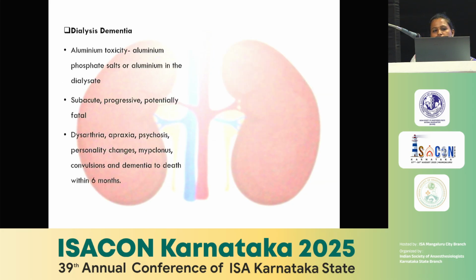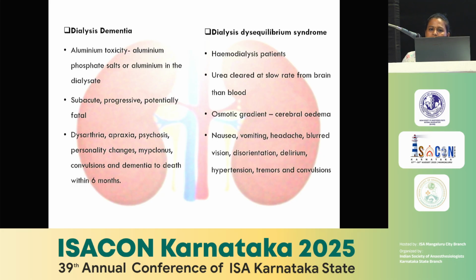Patients on dialysis, two things have to be kept in mind. One is aluminum toxicity, which is subacute, progressive, and potentially fatal because of aluminum in the dialysate. And dialysis disequilibrium syndrome, where urea is cleared at a slower rate from brain than blood, leading to osmotic gradient and development of cerebral edema.